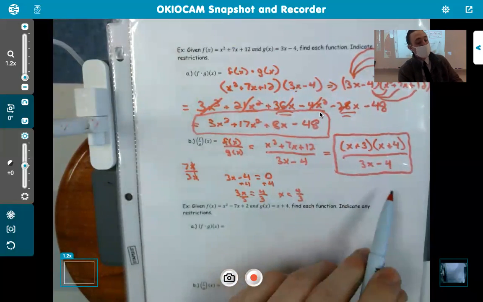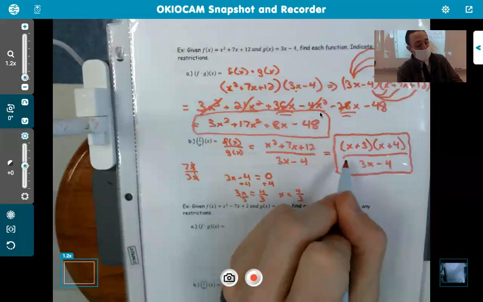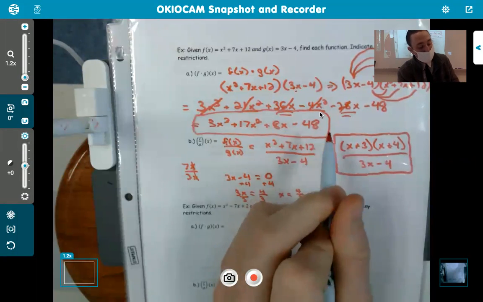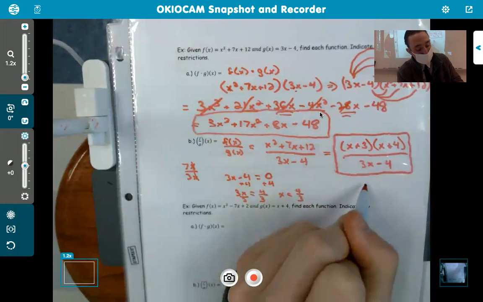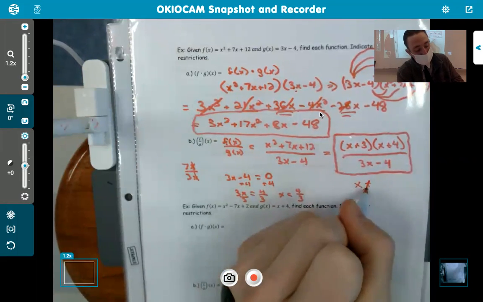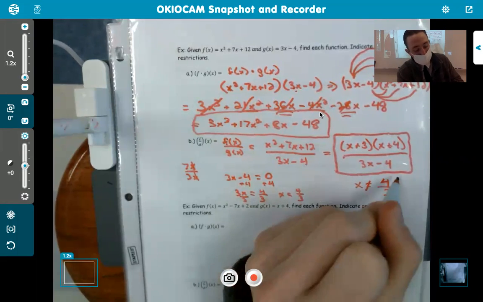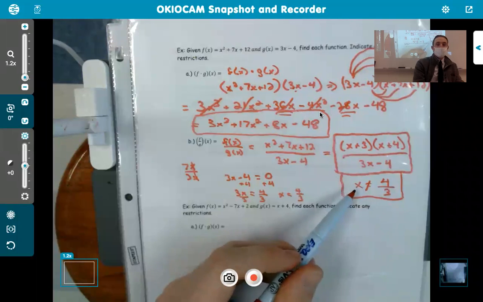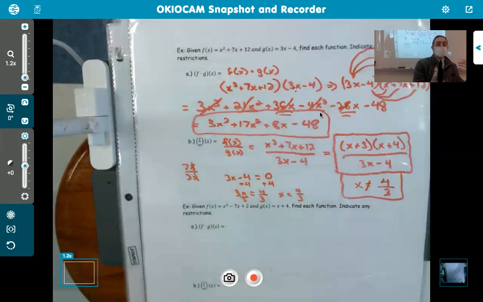So what we need to include with our answer is that (x plus 3) times (x plus 4) divided by (3x minus 4) is what I get when I divide those functions, so long as x does not equal 4/3. And again, that restriction that we add on gives us the x value that will make my denominator 0, which is what I don't want. So I have to make sure I include that in all of my answers.